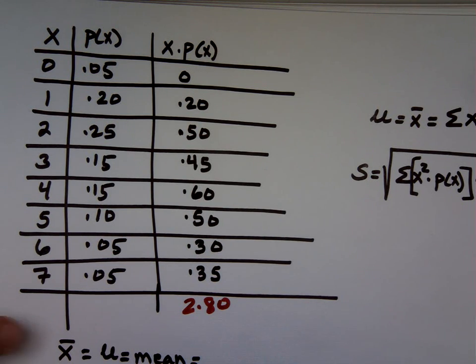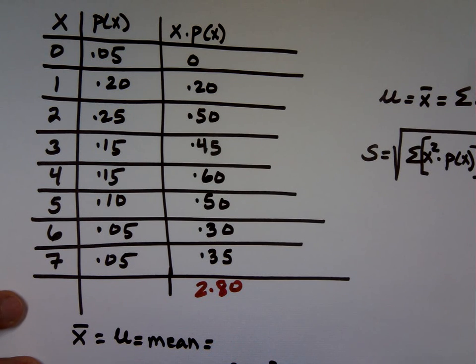So guess what that means? Based on this sample, the average person in my class, the summation of x times P of x, the average person eats 2.8 eggs per day.